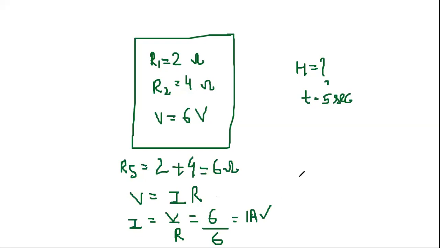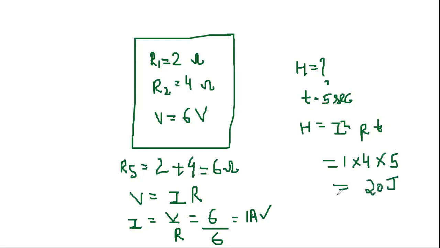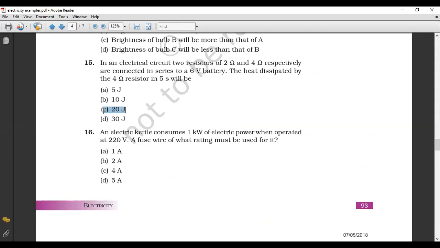So if it remains the same, how to find the heat? How will the heat through the 4 ohm resistor come? It is equal to I square RT. The value of I is 1, square is 1. Resistance value is 4 and time for which it moves is 5 seconds. So after solving it, we will get our answer, that is 20 joules. So heat dissipated in 5 seconds is 20 joules. So answer is option C.